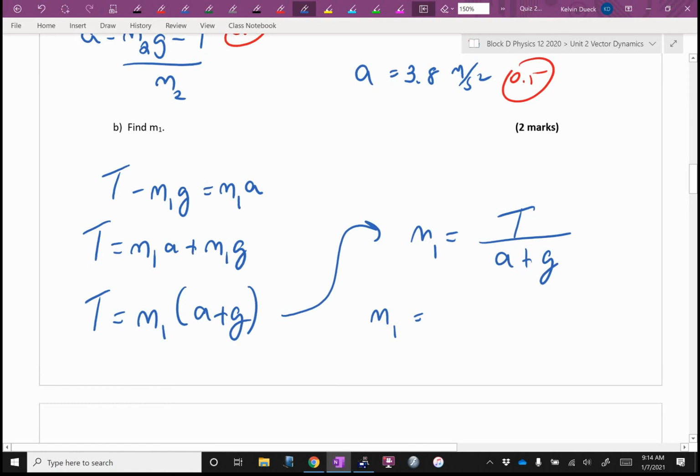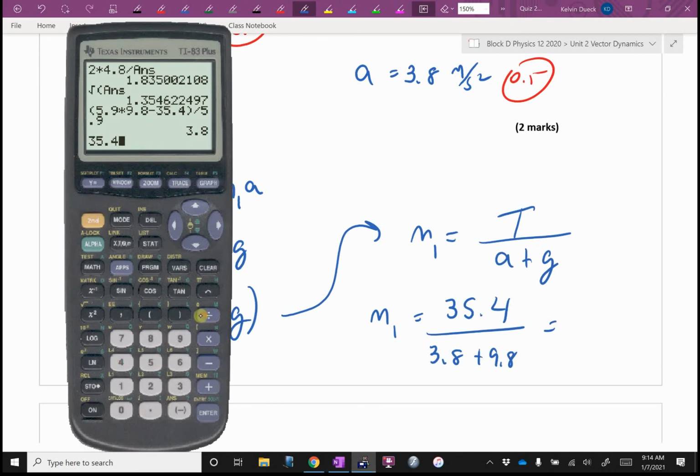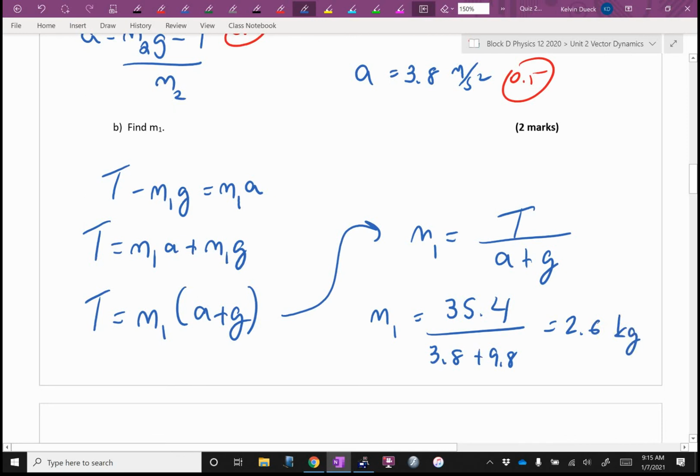M1 is going to be, what was tension, Mr. Dewick? 35.4 divided by 3.8 plus 9.8. Y'all get 2.6? Yeah? Units, it's a mass. Units, it's kilograms. If you got that, 2 out of 2. Otherwise, I would probably go half mark for that, half mark for that, half mark if I saw that, and a half mark for the answer.